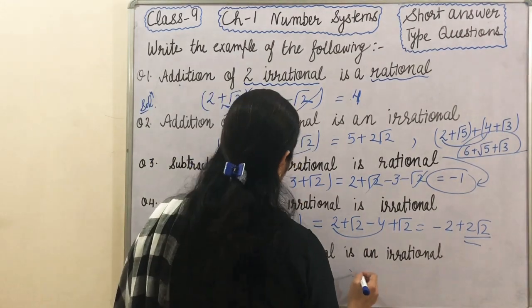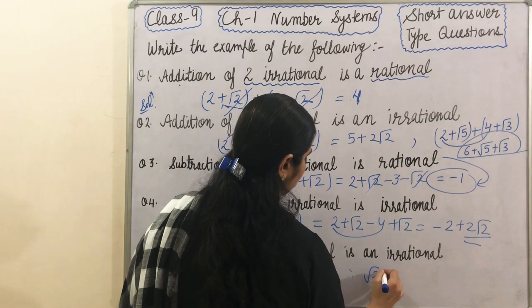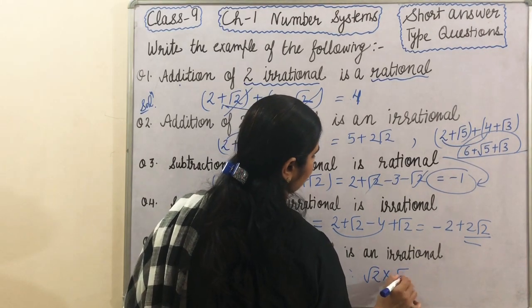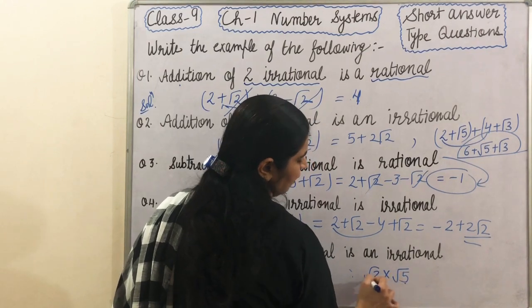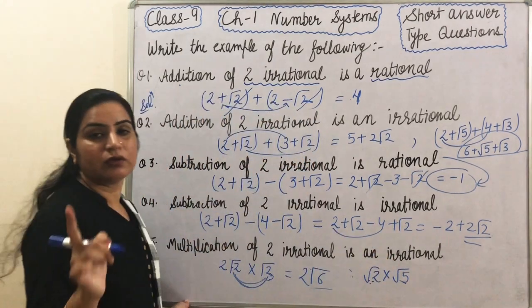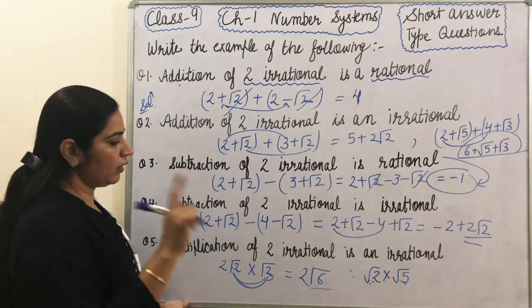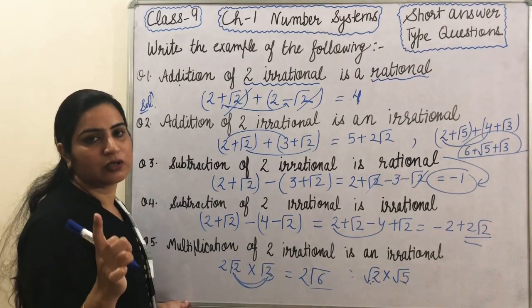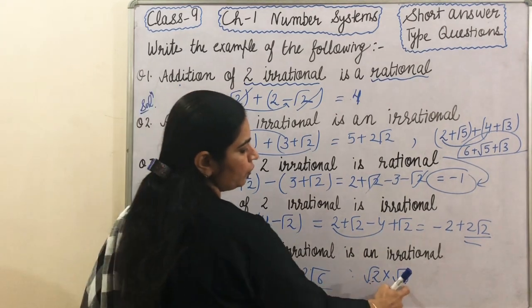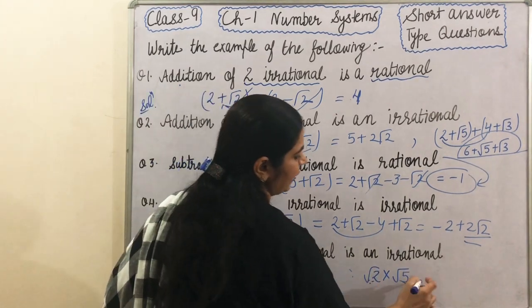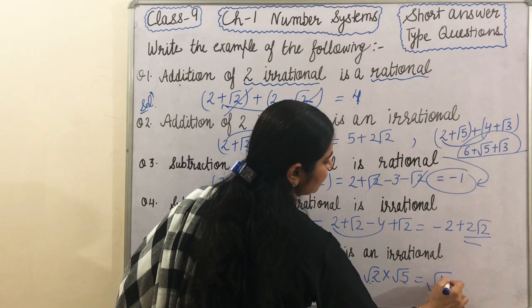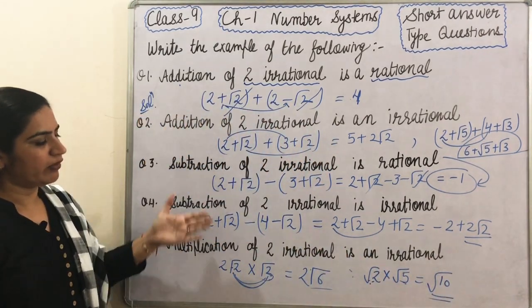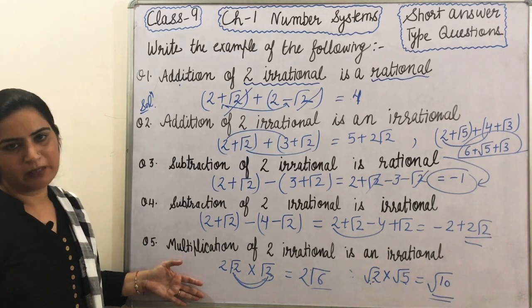Suppose one more number I am taking, root 2 and root 5. Two irrationals I have taken here because root 9 is a perfect square and the requirement was irrational. Root 9 is a rational number. Root 2 into root 5, both irrational. When I multiply, the answer is root 10. Many examples are there. I had taken only one example so that your concept will be clear.